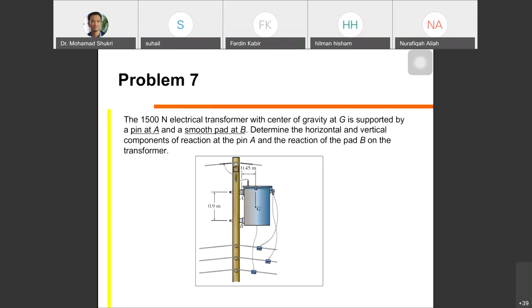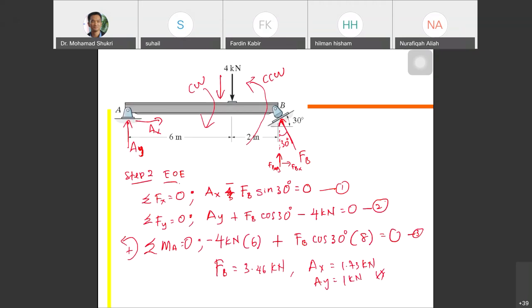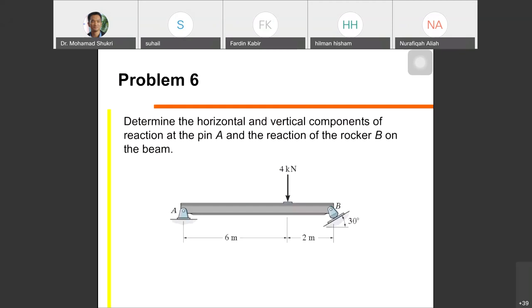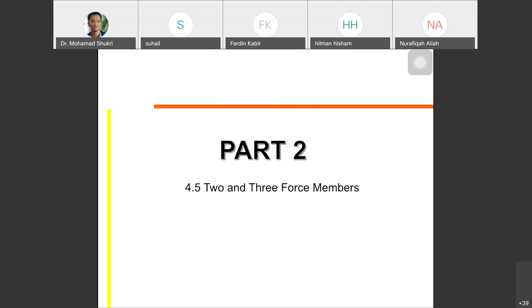Okay. Any other question? So you have the solution. The notes have the solution. You can refer to the solution there if you don't understand. Okay, part two, I will explain in the next class, alright? So today, any question before we end the class? Any questions?